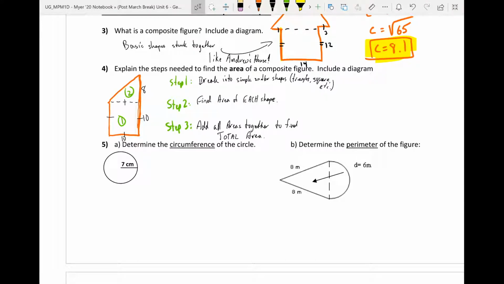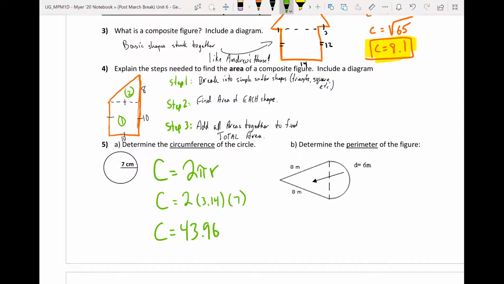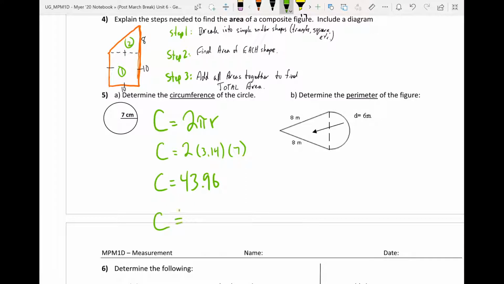Okay, circumference of the circle. This one, we're going back to our formula for circumference of a circle. C equals 2 pi r. So circumference is equal to 2 pi r, so we go 2 times pi. You can use 3.14. You can press your pi button if you want. I'll use 3.14 this time, and I'll use the pi button on the next question. So 2 times 3.14 times 7. C equals 43.96, and I'm going to just round to 1 decimal place, so I'm going to change it to 44.0 centimeters.